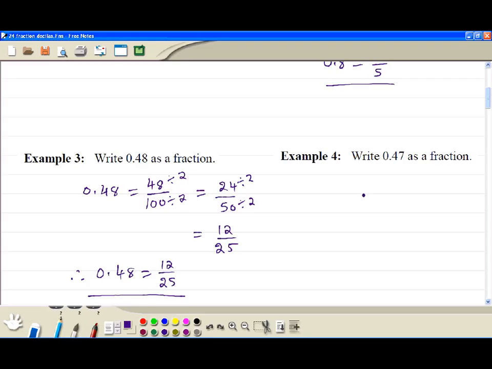Here example 4, so 0.47 we write as 47 over 100. This time we can't simplify any further, so that's the end, that's the answer.